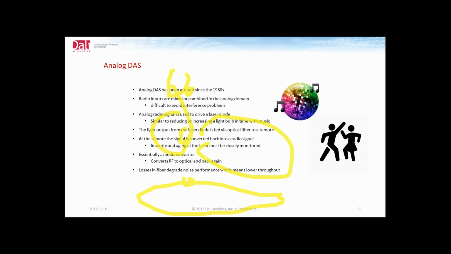The analog radio signal is used to drive a laser diode, and this is similar to driving a light bulb in time with music, and Wendy provided the little graphics here. I think that goes back to the disco era, but in essence, the RF signal drives the laser diode, and then that modulated light output is sent down the fiber to the remote. At the remote, the signal is converted back into a radio signal. In an analog DAS system, linearity and aging of the laser need to be closely monitored. So what an analog DAS system is, it's essentially a media converter that converts the RF to an analog optical signal and back again to a radio frequency signal for the connection to the antenna.